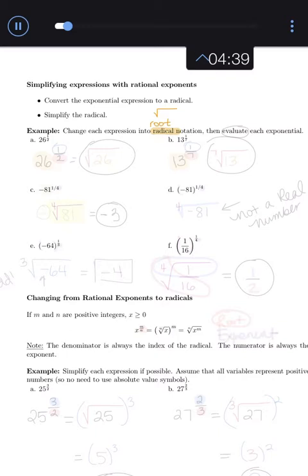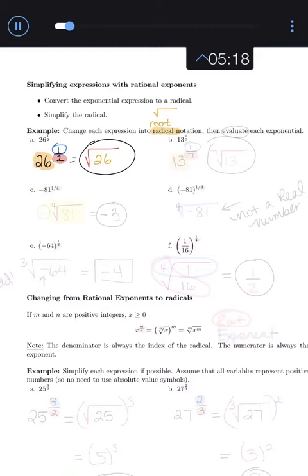We've got 26 to the 1/2. So we look at the denominator to see what kind of root it is. It tells us we're going to have a 2 root, which means we have a square root of what? Whatever number we have here, which is the number 26. So we've got the square root of 26. Technically, it's to the first power, but remember, if anything's raised to the first power, we don't have to actually write that 1. So it's just the square root of 26.